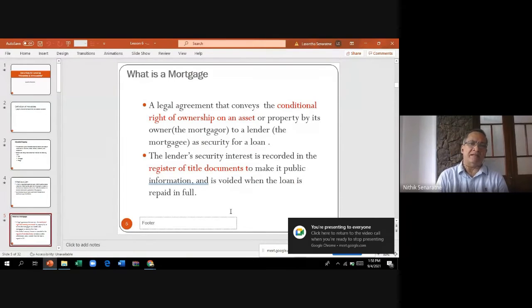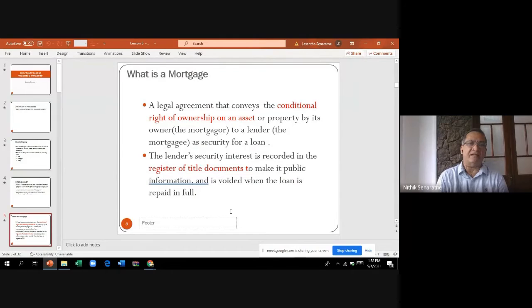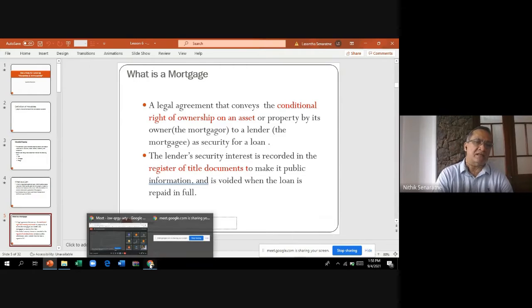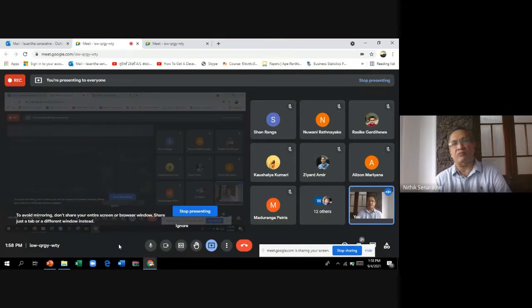Okay. The lender's security interest is recorded in the register of the title documents to make it public information, and it is voided when the loan is repaid in full, right? So when you create the mortgage at the land registry, registering a mortgage, is it a must? Do you have to register a mortgage? Do you have to register a stock mortgage? Do you have to register a property mortgage? Is it a must?